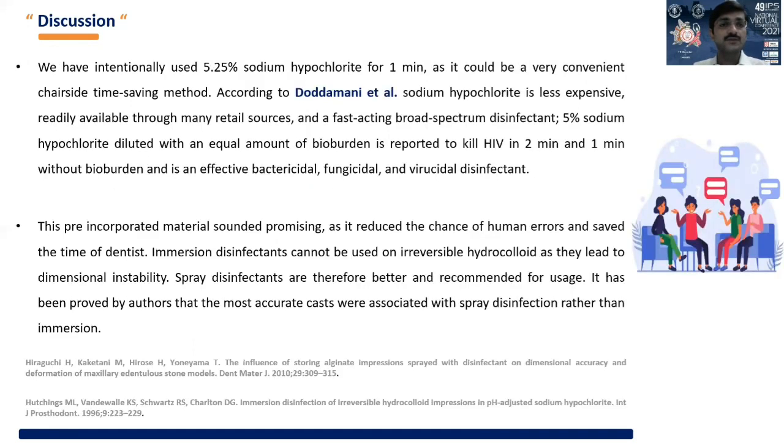We have intentionally used 5.25% sodium hypochlorite for 1 minute, as it would be a very convenient chairside time-saving method. According to Dodamani et al., sodium hypochlorite is less expensive, readily available through many retail sources, and a fast-acting broad-spectrum disinfectant. 5% sodium hypochlorite diluted with an equal amount of bioburden is reportedly able to kill HIV in 2 minutes, and in 1 minute without bioburden it is an effective bactericidal, fungicidal, and virucidal disinfectant.